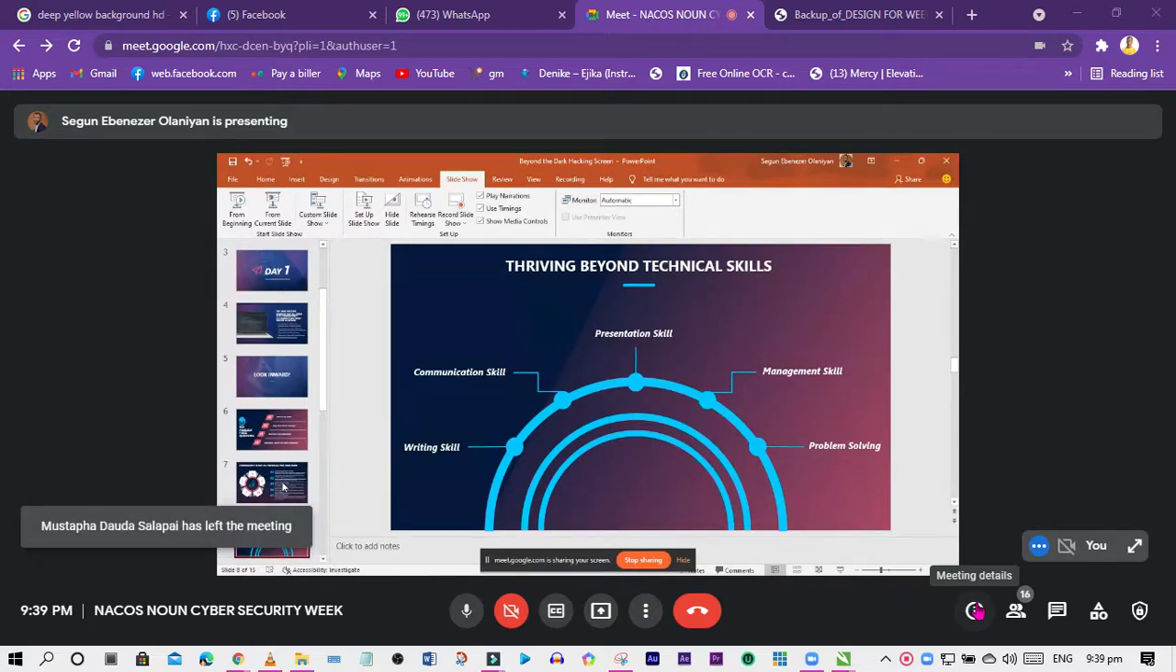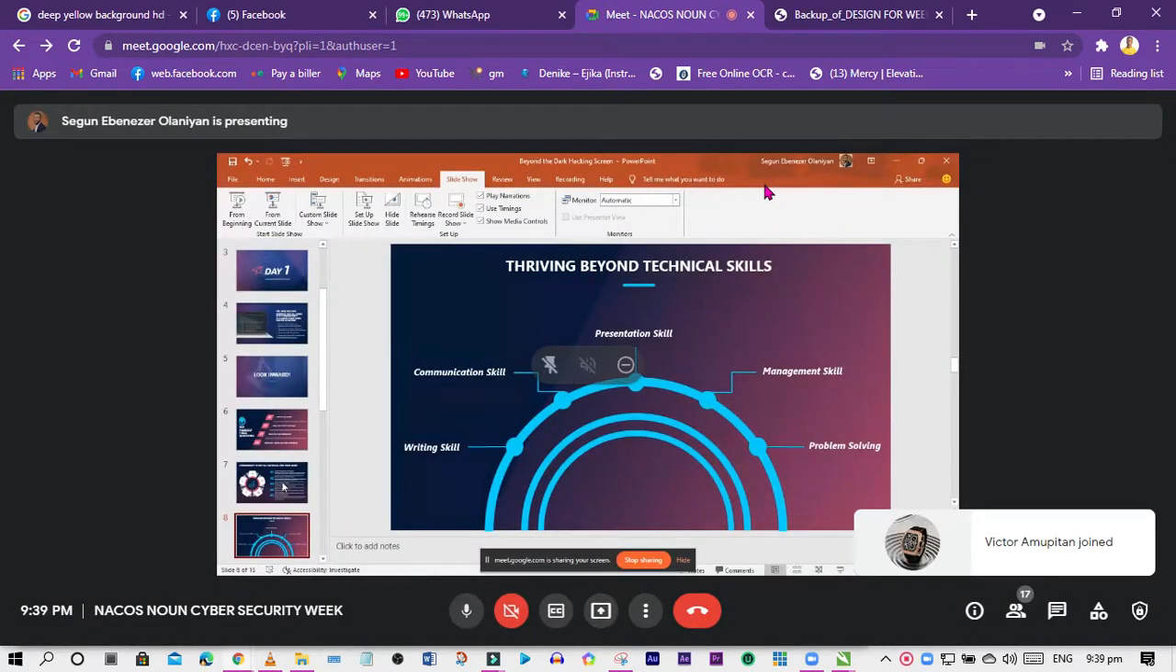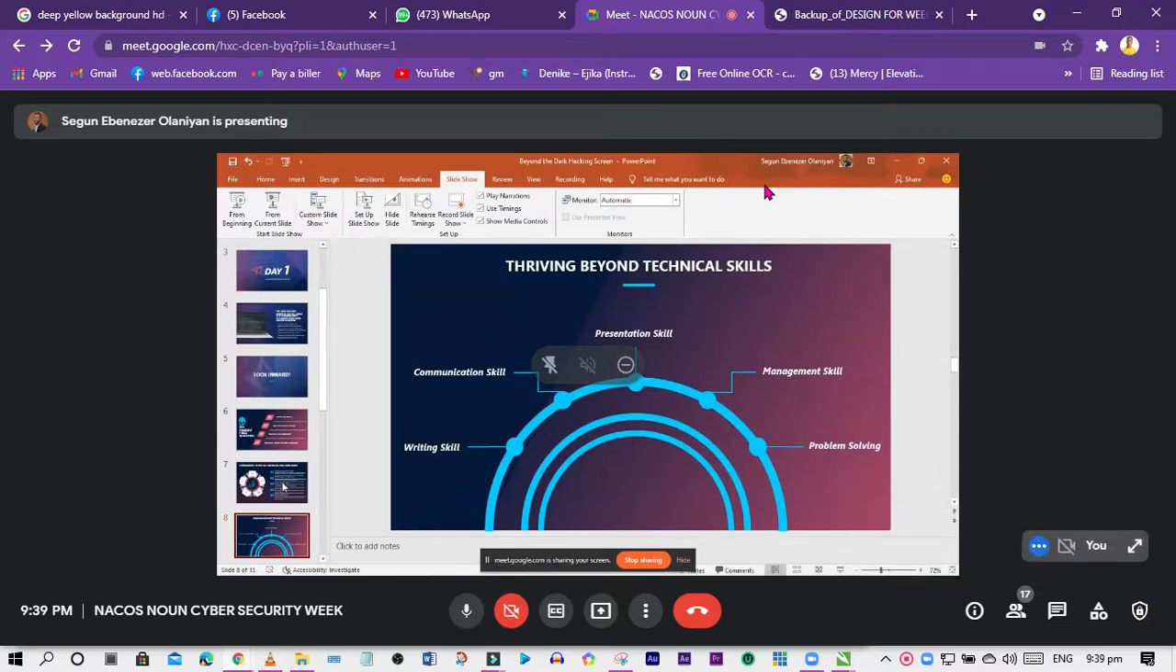Communication skill, then writing skill. You must know how to write memos and reports. It is very important. Know how to construct a good letter, construct a good proposal. Because you'll be writing proposals, reports, memos, investigative reports and all those things. Very important. You must learn how to write these things with little or no grammatical error.